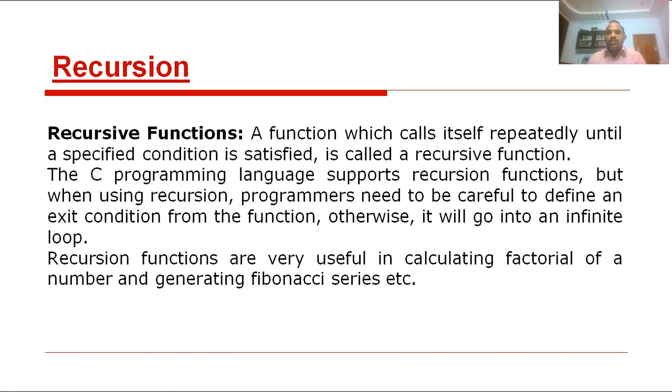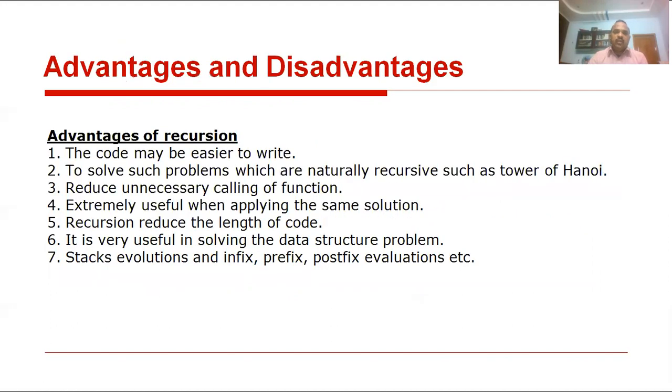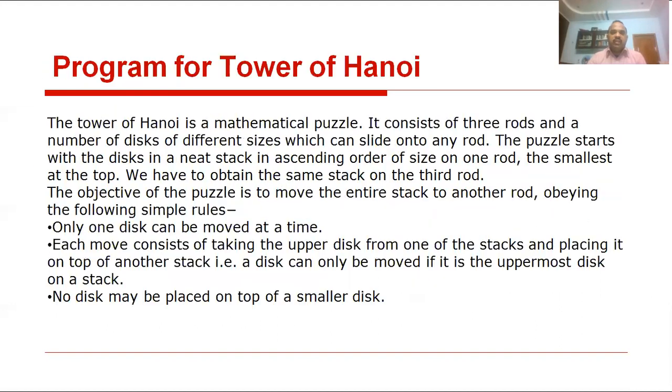In recursive functions, no need to use loops. A function calls itself until the condition becomes satisfied. When the condition is satisfied, the control exits from the loop. Otherwise, it goes into an infinite loop. Clear? This is an example program for a recursive function to find the factorial of the given integer. Next, advantages and disadvantages. These are the advantages, these are the disadvantages.